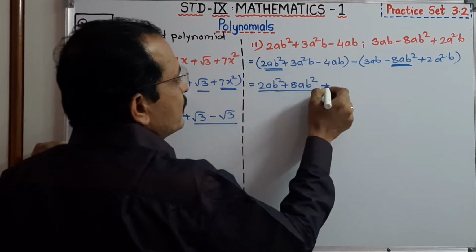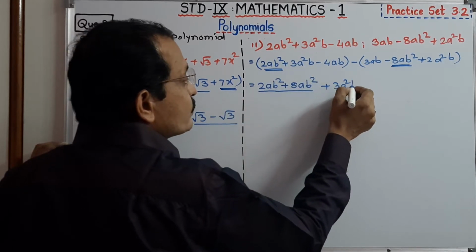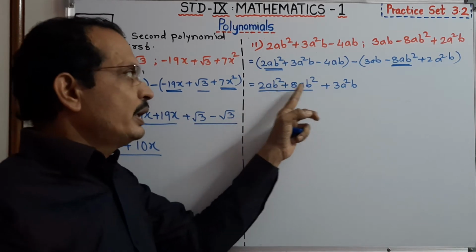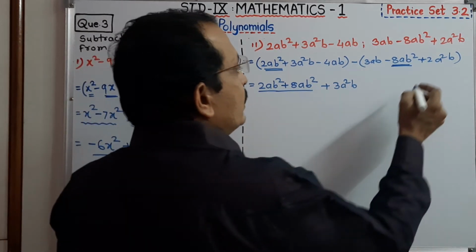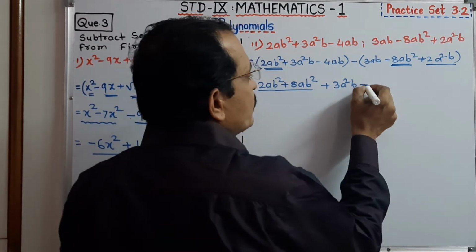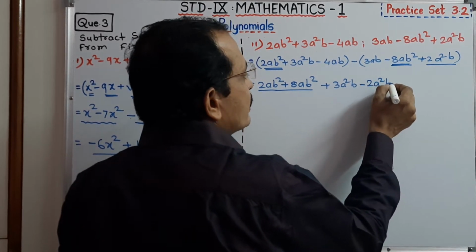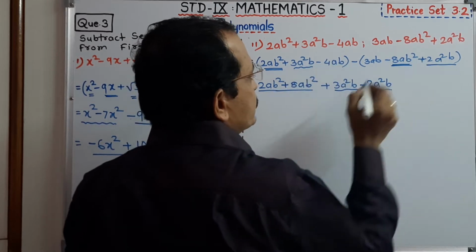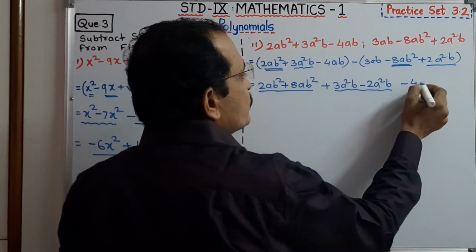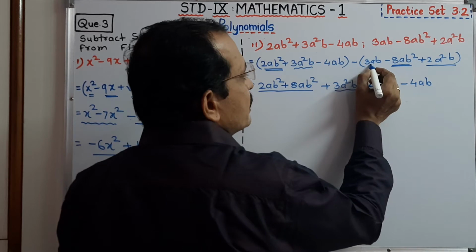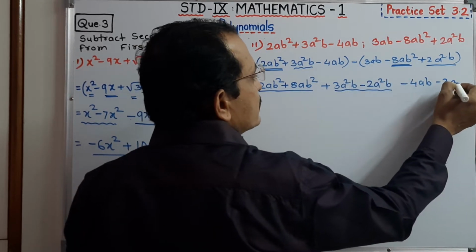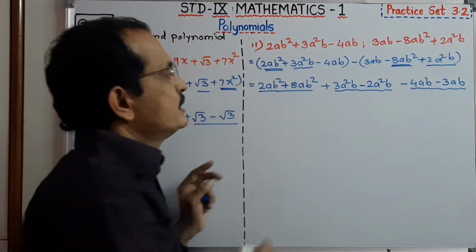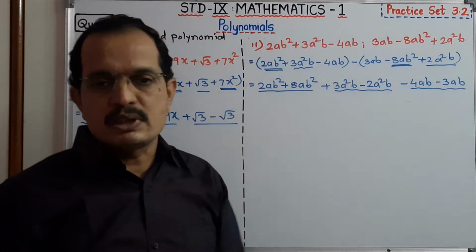Now see here plus 3a square b. See the difference, ab square and here it is a square b. Now this 2a square b will become minus 2a square b. This minus 4ab and this plus 3ab will become minus 3ab. See 1, 2, 3, 4, 5, 6. Here also total 6 terms are there.